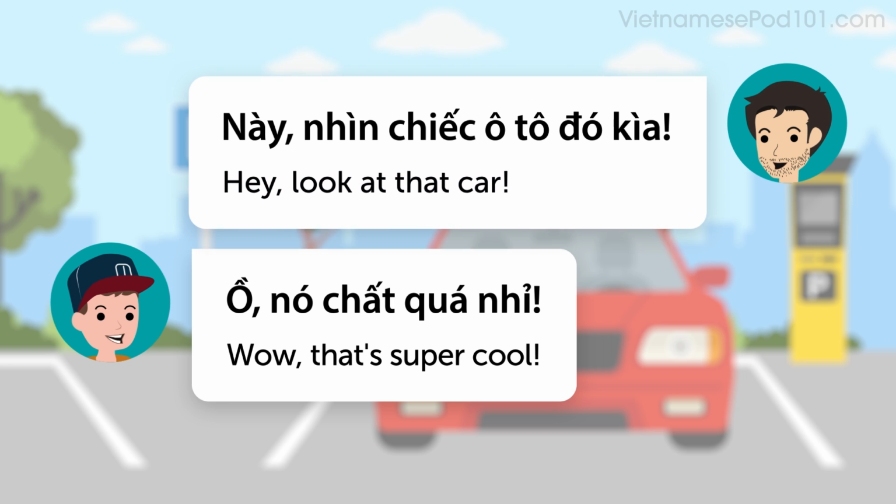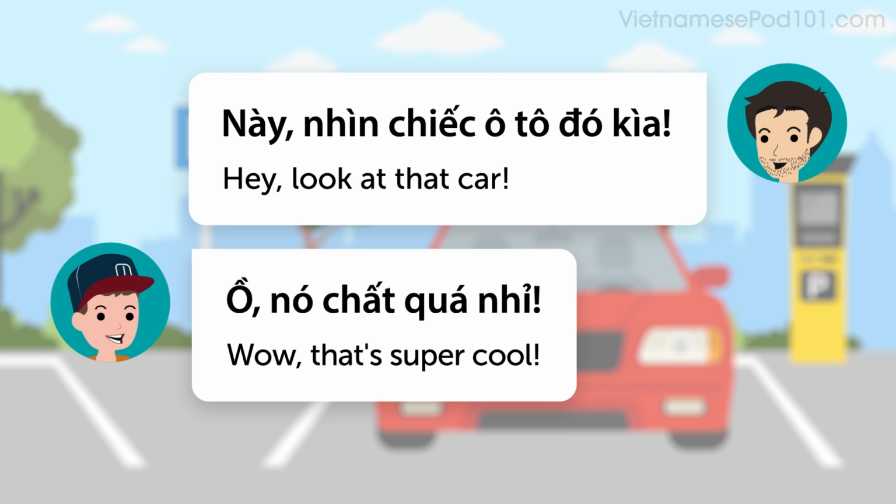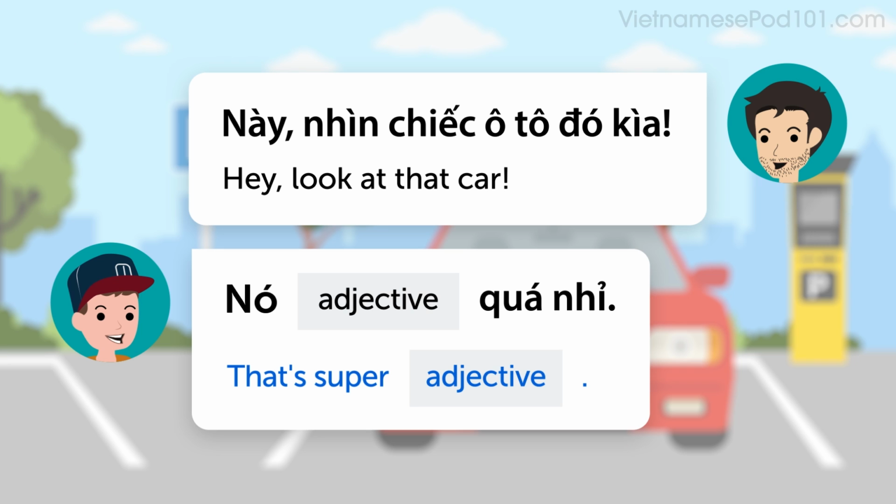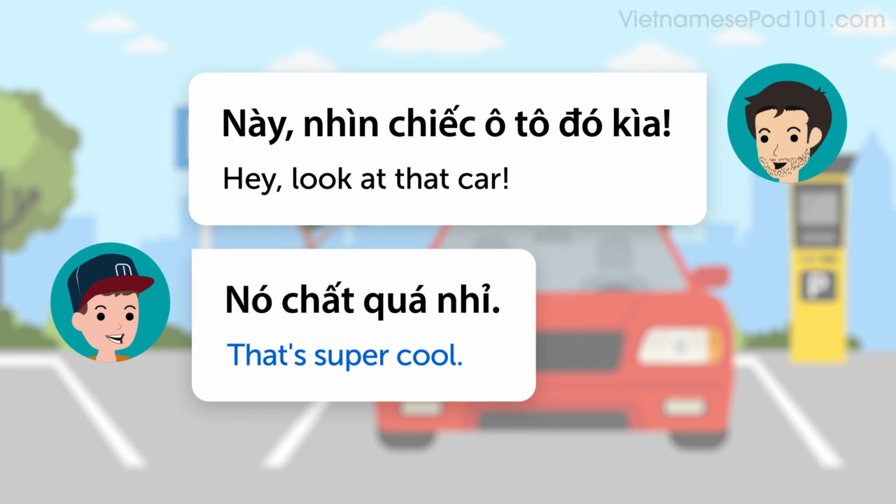Now, how do you respond to this? First of all, you'll need to learn how to say, Wow. That's Ồ. Then you'll need to learn how to say, That's super adjective. The pattern is Nó adjective quá nhỉ. This Vietnamese sentence literally translates as, It's adjective much. But it means, That's super adjective. For example, That's super cool. Nó chất quá nhỉ.